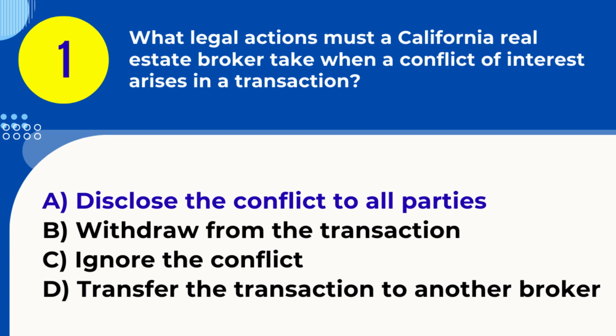Answer: A. Disclose the conflict to all parties. Explanation: In California, when a conflict of interest arises, a real estate broker must disclose this conflict to all parties involved in the transaction. This is essential to maintain transparency and uphold ethical standards in real estate practices.